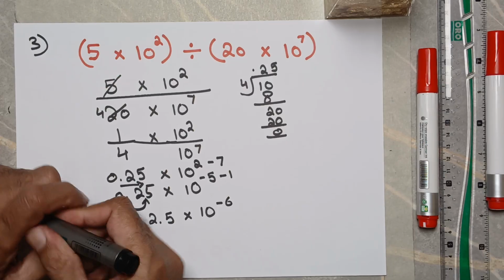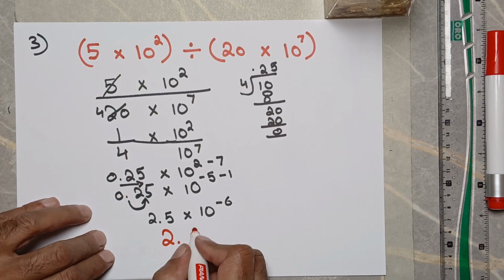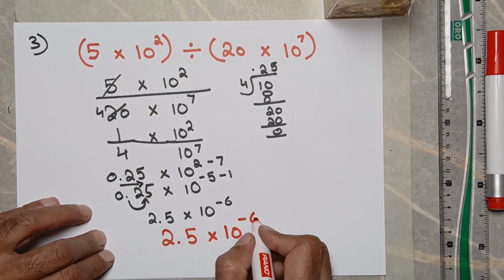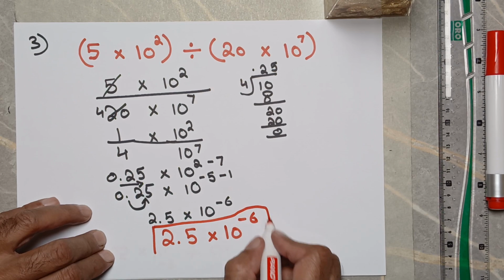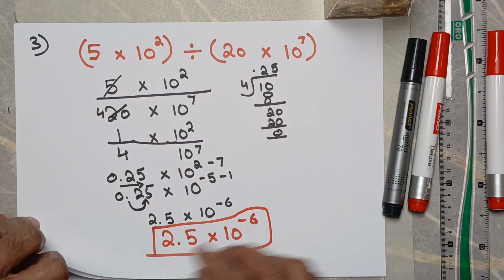So our answer is 2.5 times 10 raised to the power minus 6. Here it is our answer. Now let's move on towards question number 4.